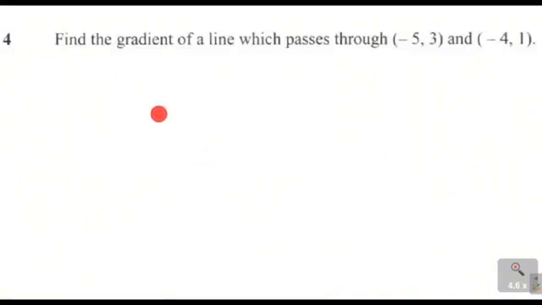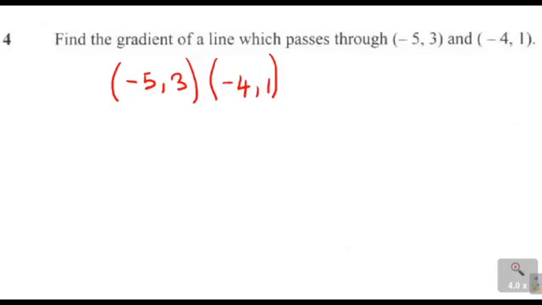Alright, so we now come to our question 4 right here. Question 4 reads, find the gradient of a line which passes through negative 5, 3 and negative 4, 1. So in order for us to find the gradient, we need to take note of the points that we have. So we have been given the points negative 5, 3. Then we also have negative 4, 1. These are the points.